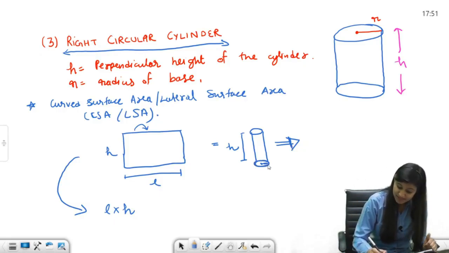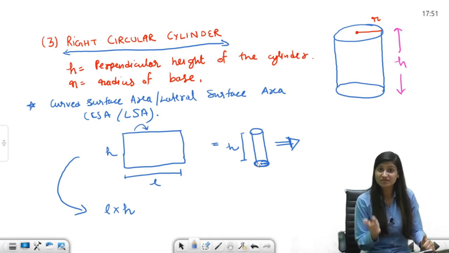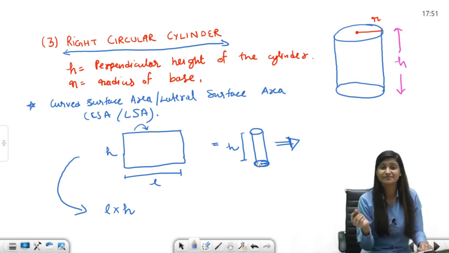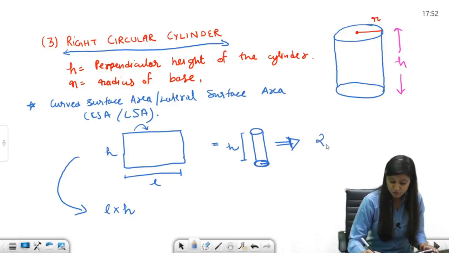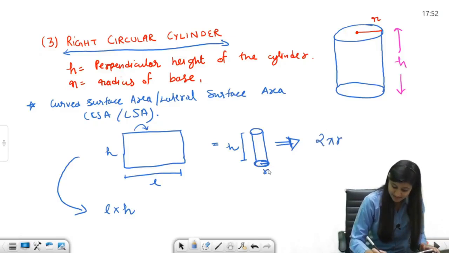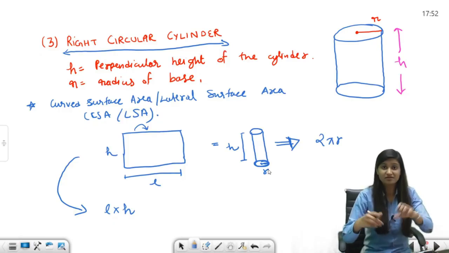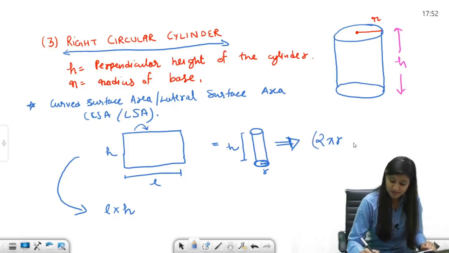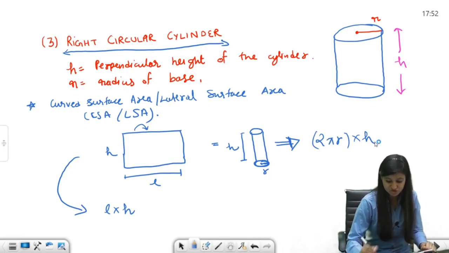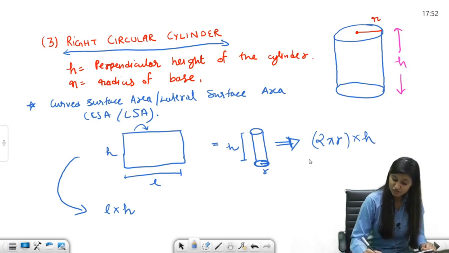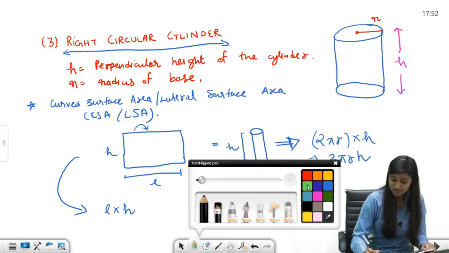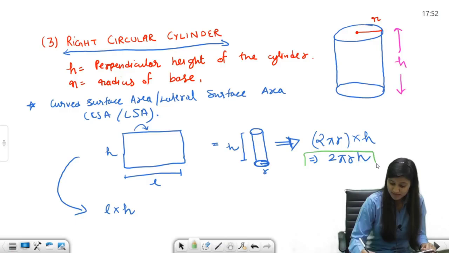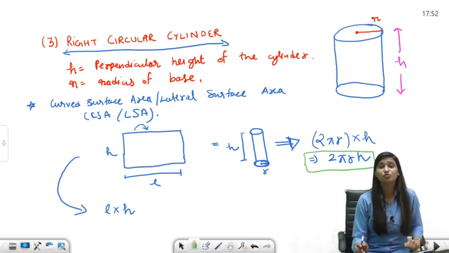I can take the perimeter of the circular base, or you can simply say the circumference of the base. It will be 2 pi r. If this is the radius r after forming the cylinder, 2 pi r into its height, that will be h, right? So it became 2 pi r h, and that is simply your curved surface area of a cylinder. What is it? 2 pi r h.